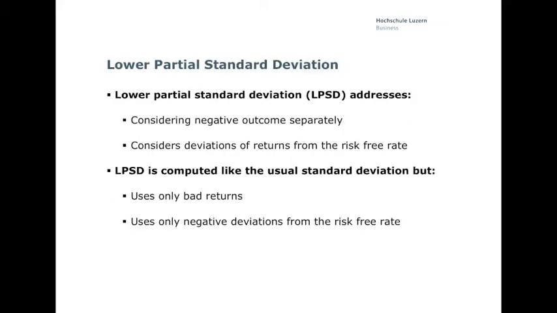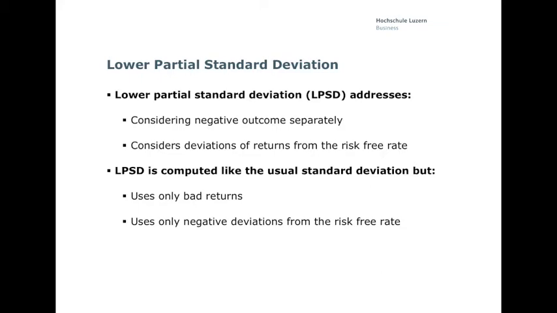Lower partial standard deviation, also called LPSD. The use of standard deviation as a measure of risk when the return distribution is non-normal presents two problems. First, the asymmetry of the distribution suggests we should look at negative outcomes separately, and second, because an alternative to a risky portfolio is a risk-free investment, we should look at deviations of returns from the risk-free rate rather than from the sample average, that is, a negative excess return.